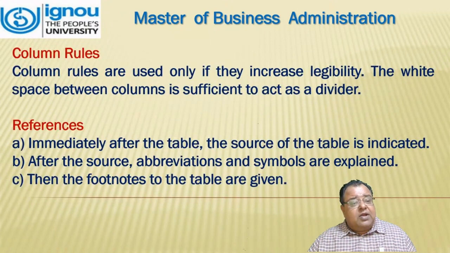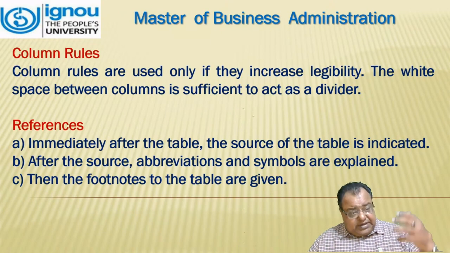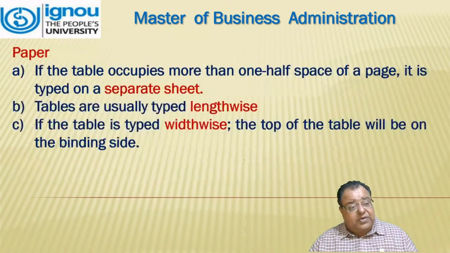Column rules. Column rules are used only if they increase legibility. The white space between columns is sufficient to act as a divider. References. Immediately after the table, the source of the table is indicated. After the sources, abbreviations and symbols are explained. Then come the footnotes to the table. This is the sequence which has to be followed.